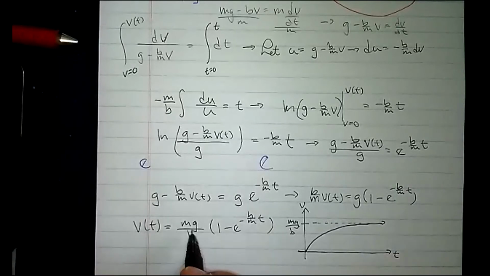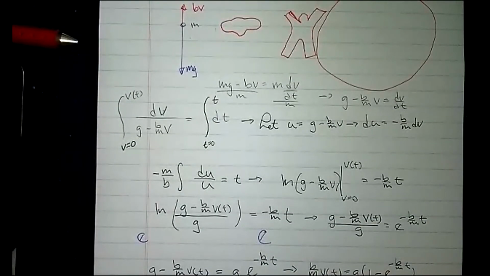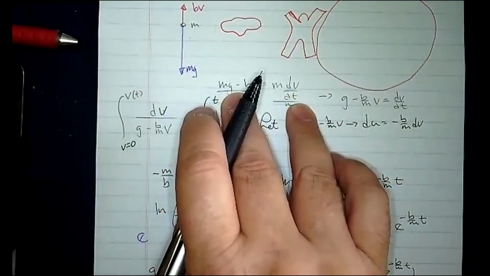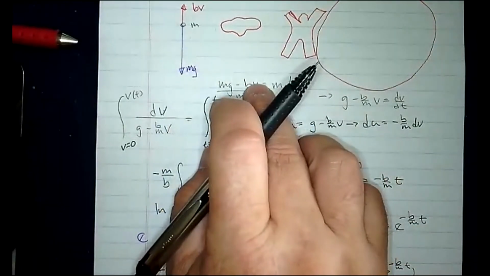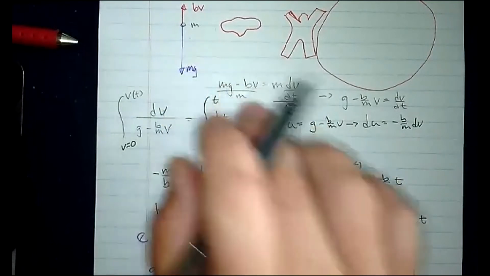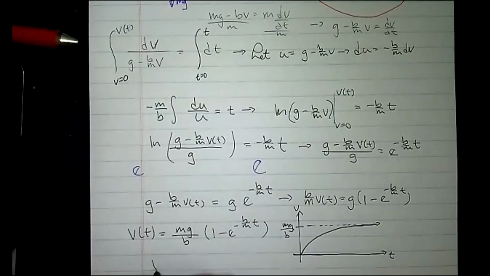And you might recognize that as the terminal velocity, and that's exactly what it is. You can see from the original Newton's second law that when mg over b is equal to v, so v is equal to mg over b, that force becomes 0. So that's really why we have a terminal velocity. V terminal is equal to mg over b.